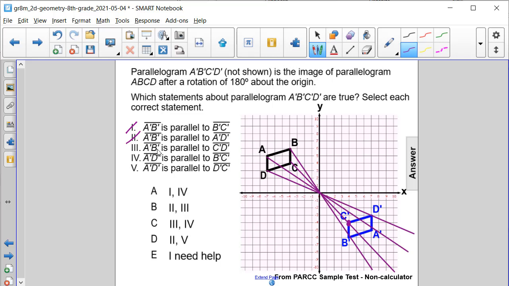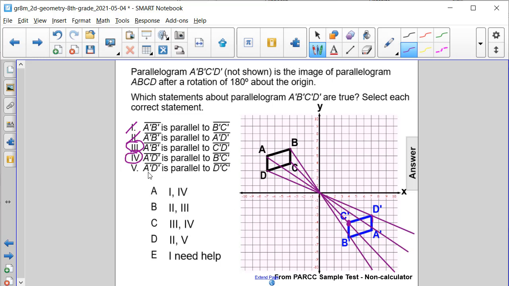Segment A prime, B prime is parallel to segment C prime, D prime. Here's A prime, B prime. Here's C prime, D prime. Yes, those two are indeed parallel. Now let's look at this one. A prime, D prime, that's this one, is parallel to B prime, C prime. Yes, those two are both vertical, so this one is also true.